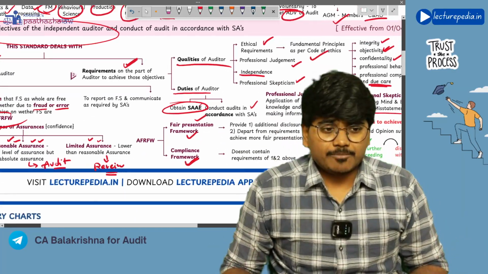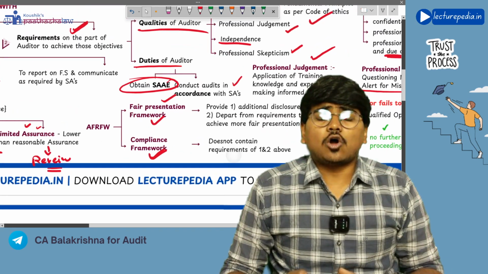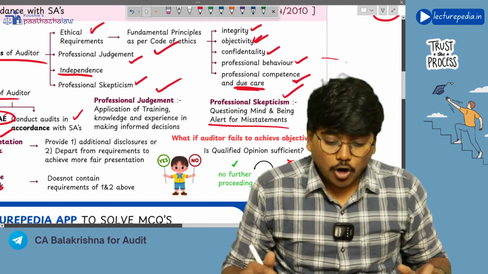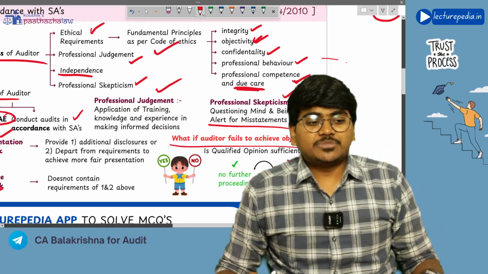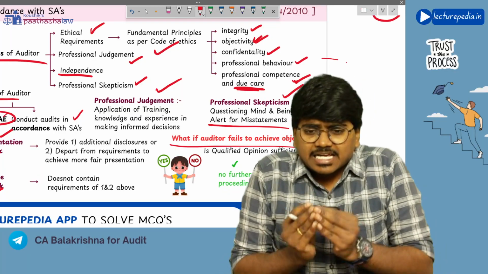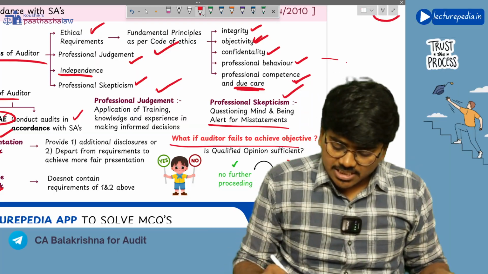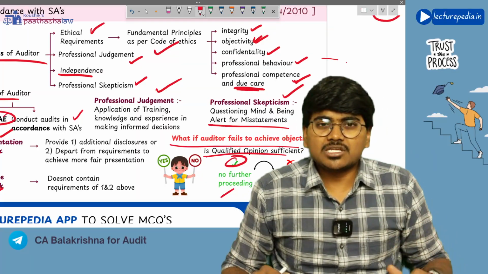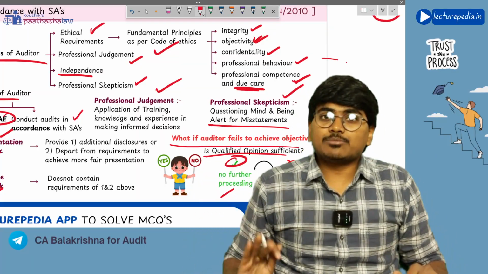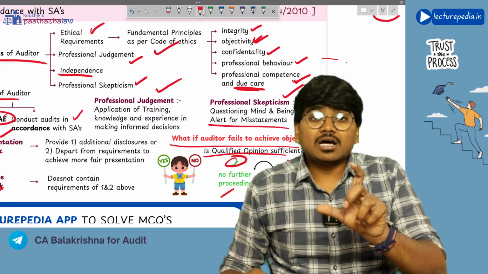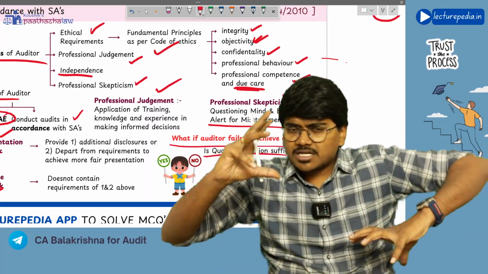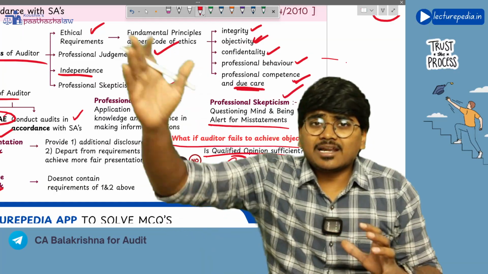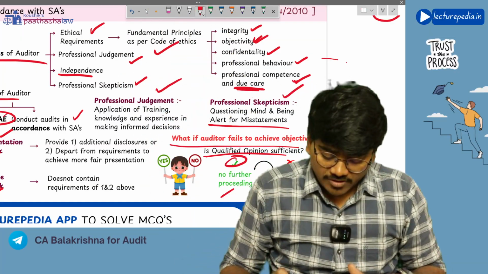Okay. Now, if the auditor is not able to achieve this objective of reasonable assurance, what will the auditor do? What if the auditor fails to achieve the objective? Then he will see whether giving a qualified opinion is sufficient in this situation. If qualified opinion is sufficient, then that is fine. He will give a qualified opinion. If qualified opinion is not sufficient, he will check whether he has to disclaim the opinion or withdraw from the engagement. What is this qualified opinion, disclaimer of opinion, adverse opinion? All these things we will see in the 700 series, that is, in the reporting chapter we will understand.